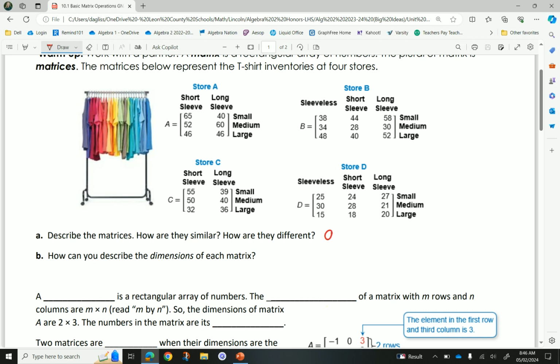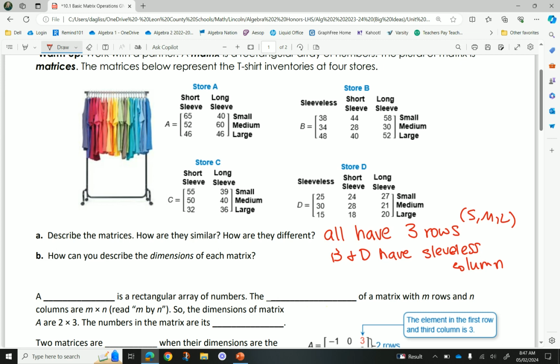Okay. So they all have 3 rows, right? That's the small, medium, large that we observed. Store B and store D have an extra column for sleeveless. B and D have a sleeveless column.